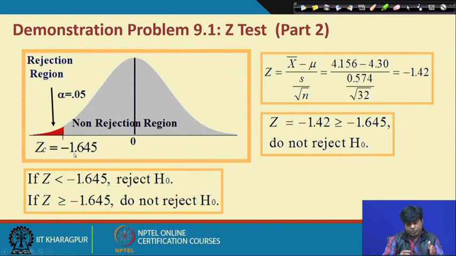So, as a result, the z calculated is above the z critical. That means minus 1.645 is actually coming on the other side. So, as a result, you are not in a position to reject the null hypothesis. That means the idea behind these two approaches is the same, and whatever conclusion you get in the first approach, the same conclusion you get in the second approach. Whether you apply the p value approach or the test statistic approach, the conclusion remains the same.